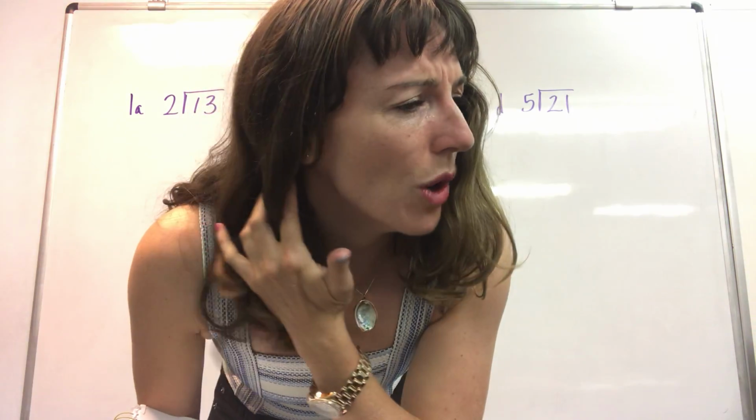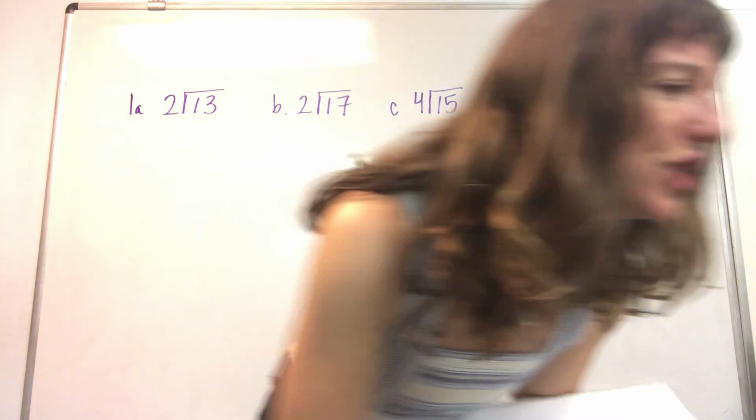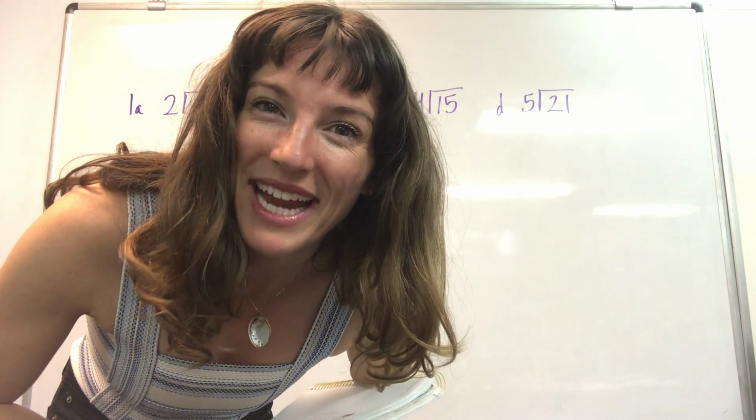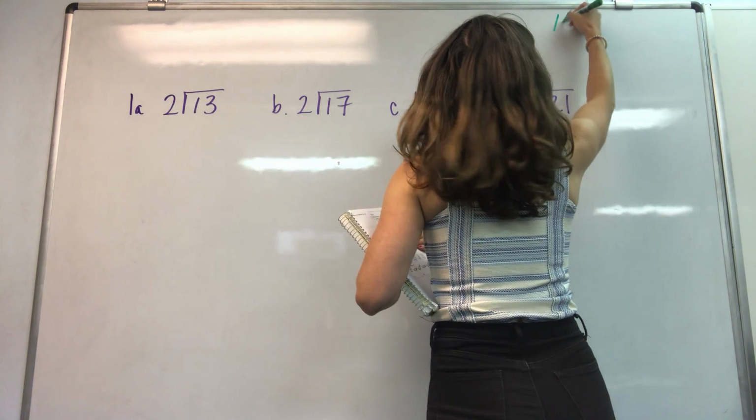So before we begin, take your crayon, colored pencil, whatever you want to do. Write your name and today's date at the top of the page, just like I am now. Here we go. I am Miss Caitlin.